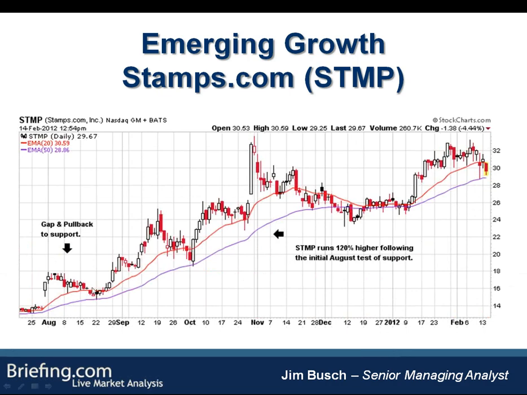This is the time that we were referring to right there. Stamps actually went on to make a really nice run after that. So again, it's not only important to prove the relative strength right after the catalyst, but especially on the pullback that comes after it. So those are the types of names I look for in emerging growth.